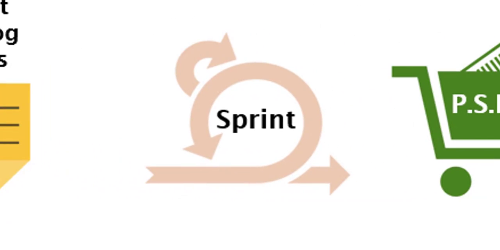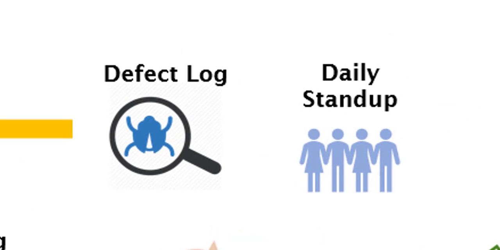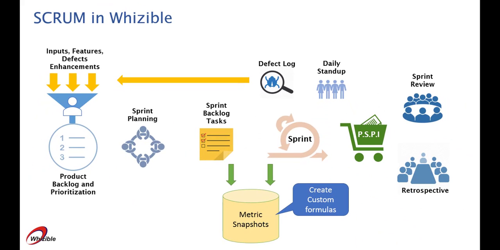The team plans a sprint, which is time-boxed. During the execution of the sprint, test defects can be logged and tracked. In the daily stand-ups, the Scrum board can be updated for the completed user stories in the sprint. Whizible facilitates all Scrum activities.